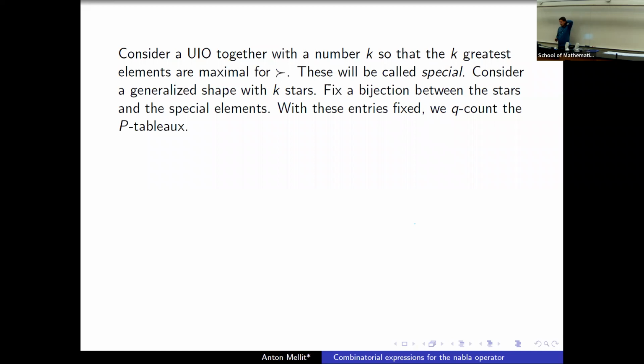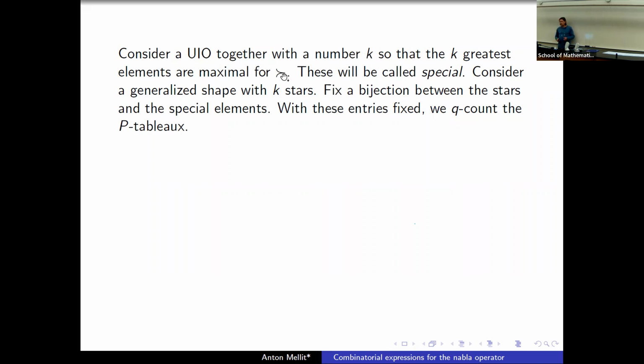Okay, so here is the definition. From now on, we will be dealing with a unit interval order plus some extra data: a number k, so that the k greatest elements are maximal. You choose a bunch of maximal elements, and they're supposed to be all the way to the right in your unit interval order. So this new information depends only on the number k, and these elements will be called special.